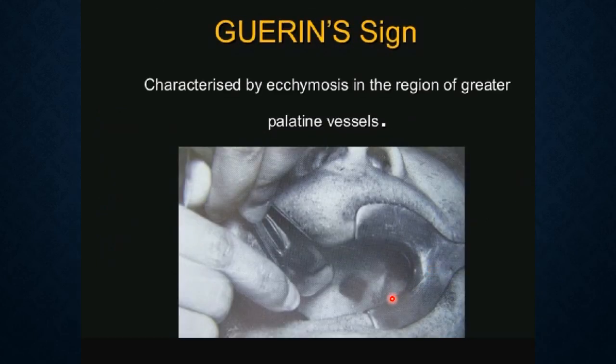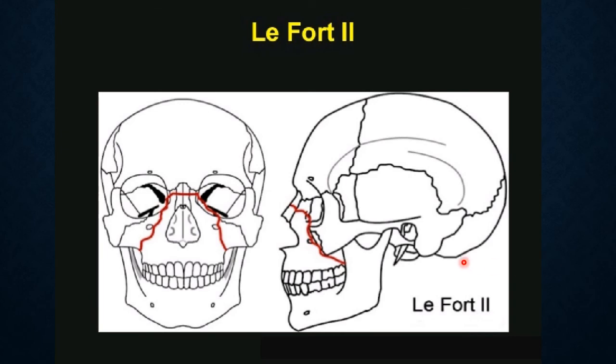Here you see characteristic ecchymosis in the region of the greater palatine vessels on the palate. Le Fort 2 fractures, here you see passing below the frontosphenoid suture, in the medial wall of the orbit, and then going downwards towards the maxilla, sparing the zygoma.